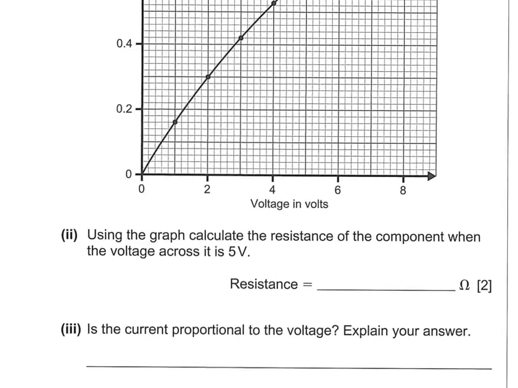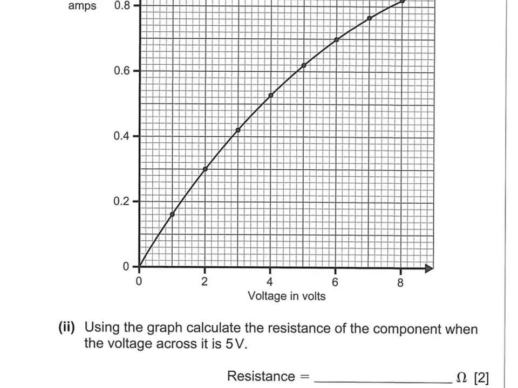So using the graph, calculate the resistance of the component when the voltage across it is 5 volts. So we're going to have to go here to 5 volts, go up to the graph and go across to the value corresponding to that. So at 5 volts, we have this value which is 1 square above 0.6 of an amp. So if this is 0.6 and this is 0.7, then each one of these squares is 0.02. So this is 0.62 of an amp.